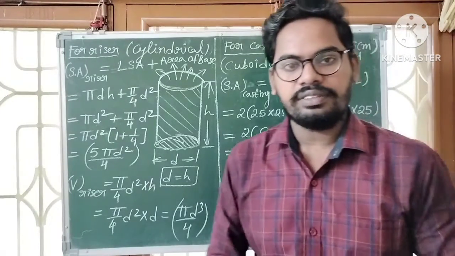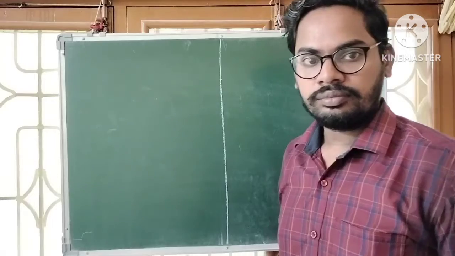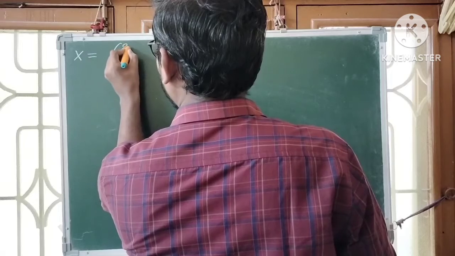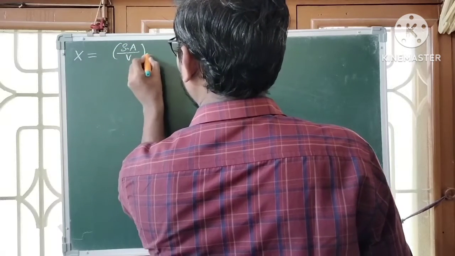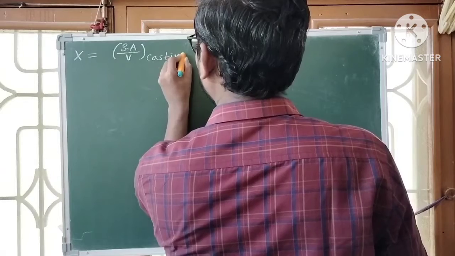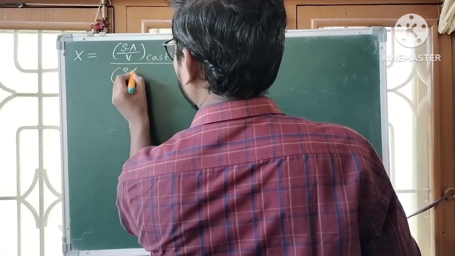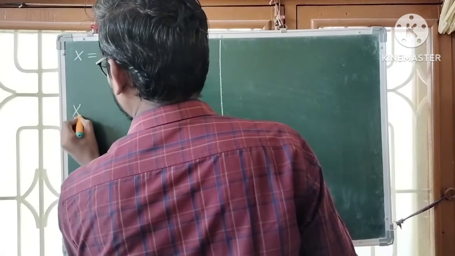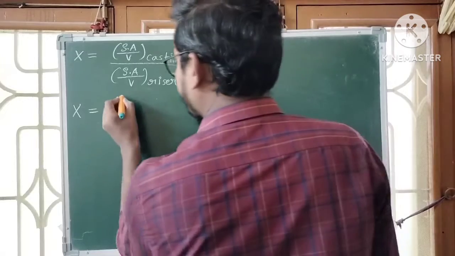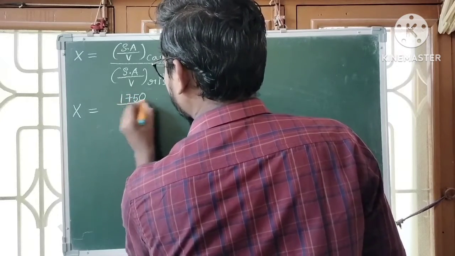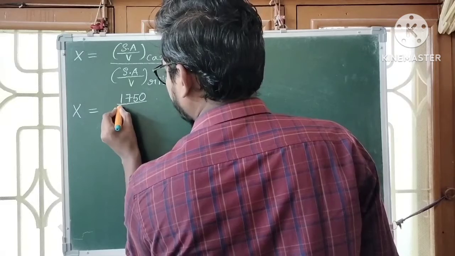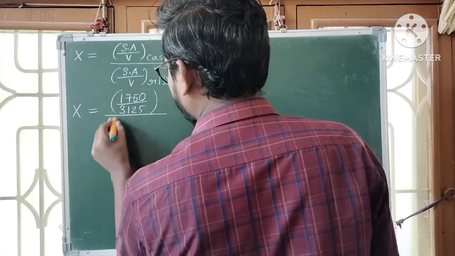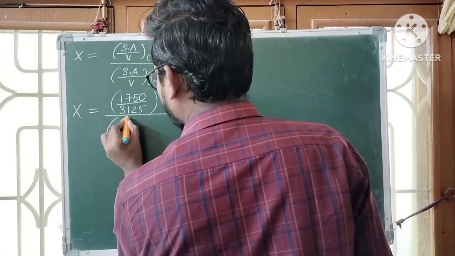Next, let us find freezing ratio. Okay. We know that freezing ratio x is equal to surface area by volume of casting, divided by surface area by volume of riser. Now surface area of casting, how much? 1750, by volume of casting, 3125 centimeter cube, by surface area of riser.